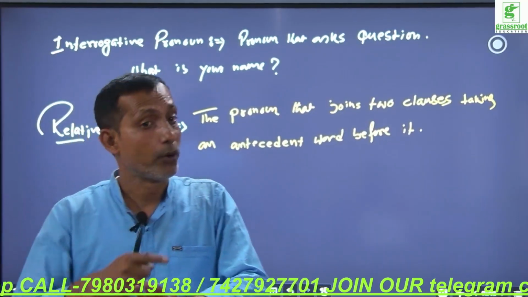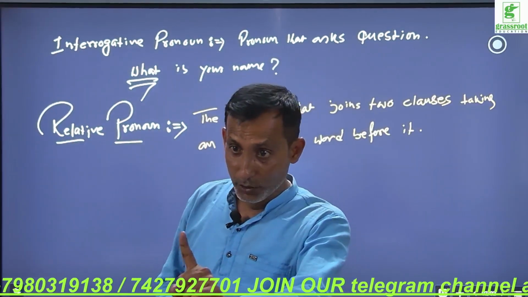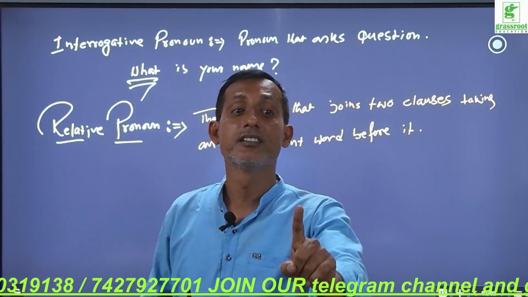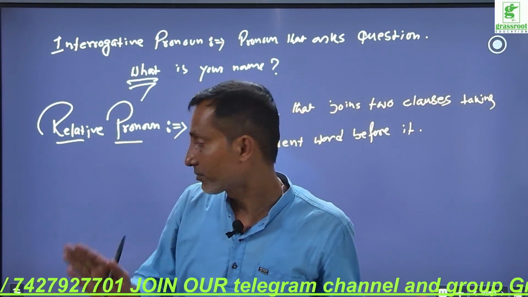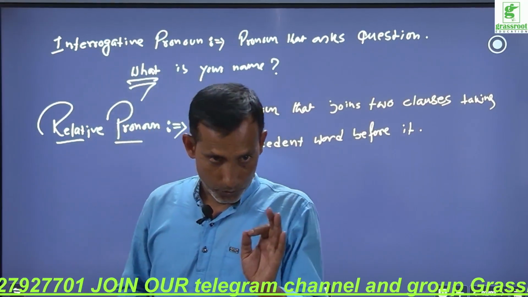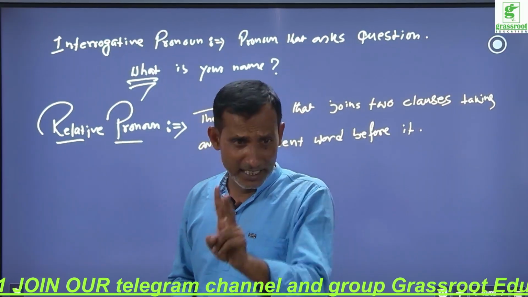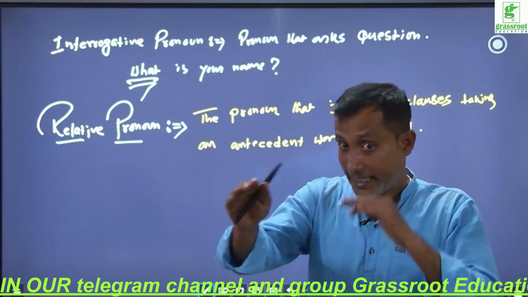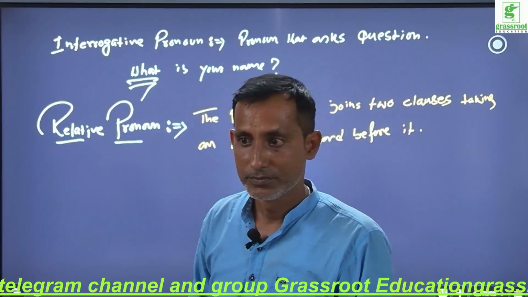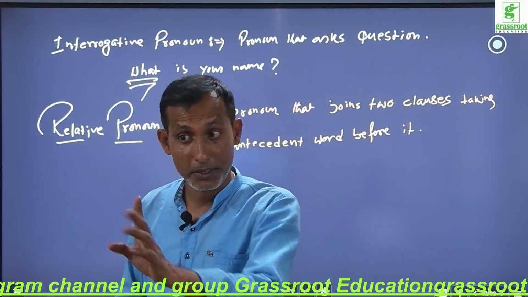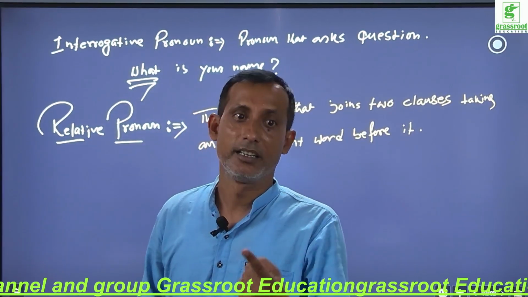When a pronoun connects or joins two different clauses, but the condition is that it must take an antecedent before it. Now you have to know what is antecedent. The noun that is used before a relative pronoun is called antecedent word. Have you got this or not? So we can say various WH words connect two clauses, but every time they are not used as relative pronoun. You have to know it first. When can it be called a relative pronoun?